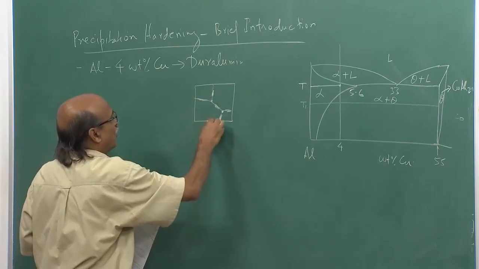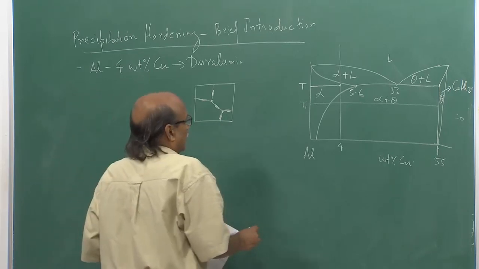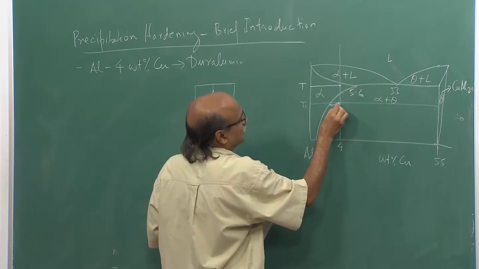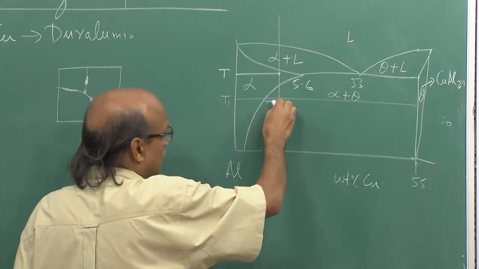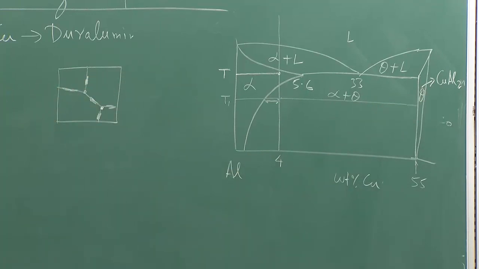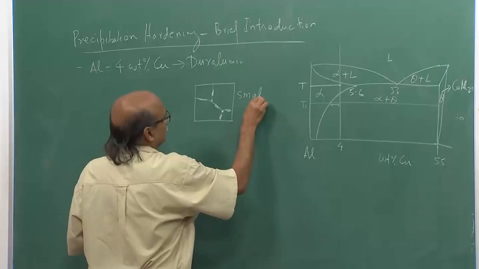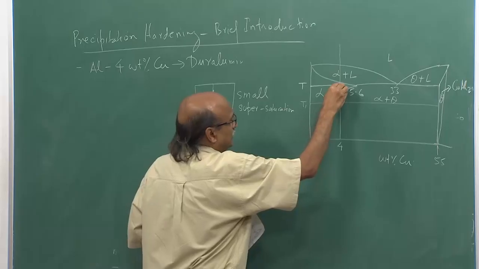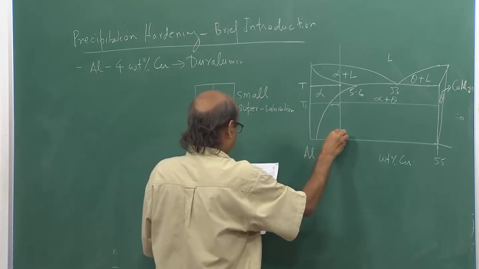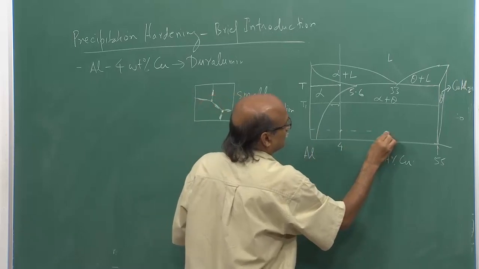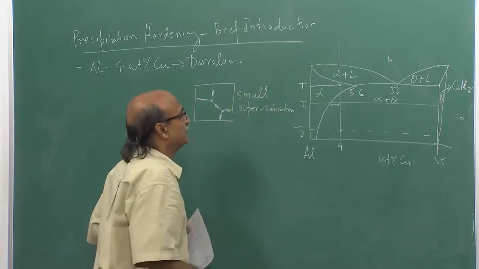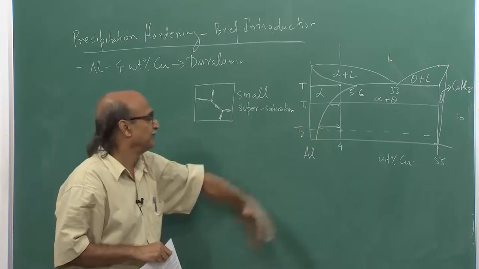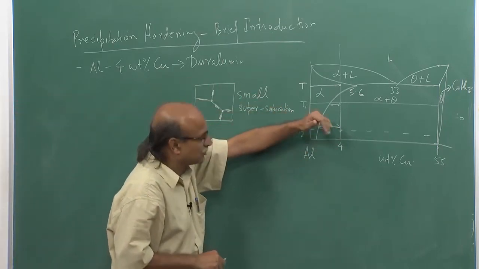So this is for small undercooling. Or I can also say that at T1, if I take this, then there is a supersaturation of alpha of a certain amount, and this supersaturation then has to dissociate and form the theta phase. So this is for small supersaturation of alpha. However, if I go down to a much lower temperature, say like T2, the supersaturation is much, much larger, but the temperature is also very, very low.